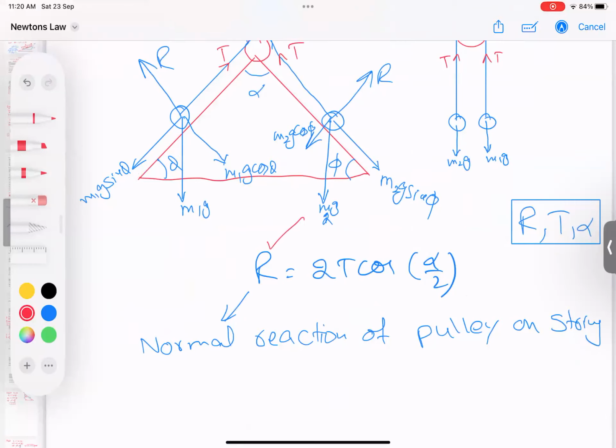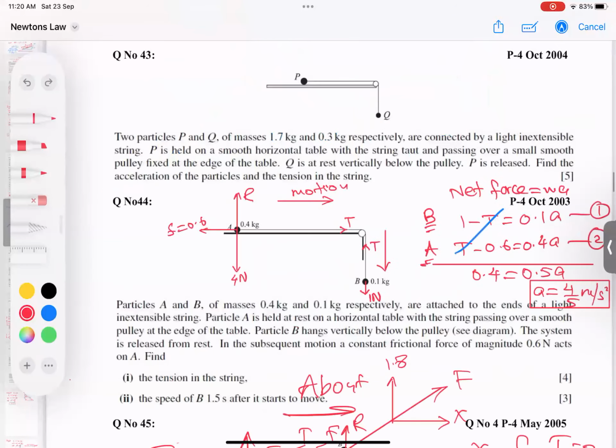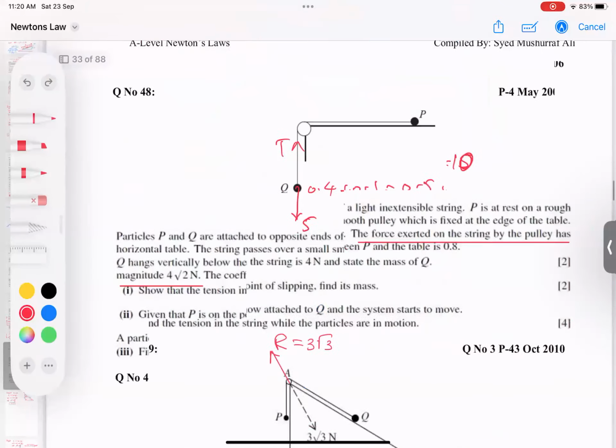So in this question, R is given and alpha is given, so we can find T. Sometimes he can give you R and T and we need the angle alpha. So I think this point is very clear. Whenever the normal reaction of the pulley on a string or the string on the pulley is given, we can use this formula which is mentioned here. So let's go for the question now.